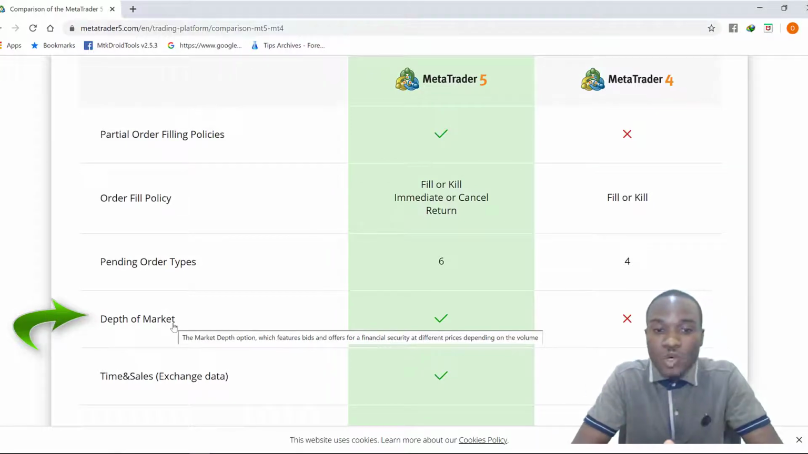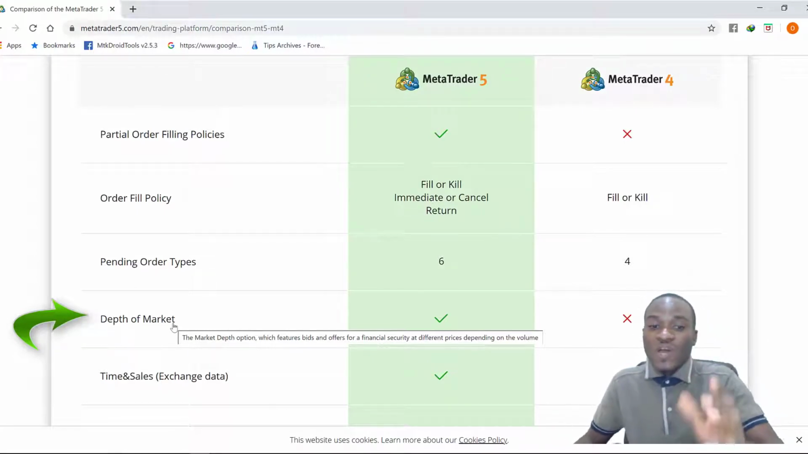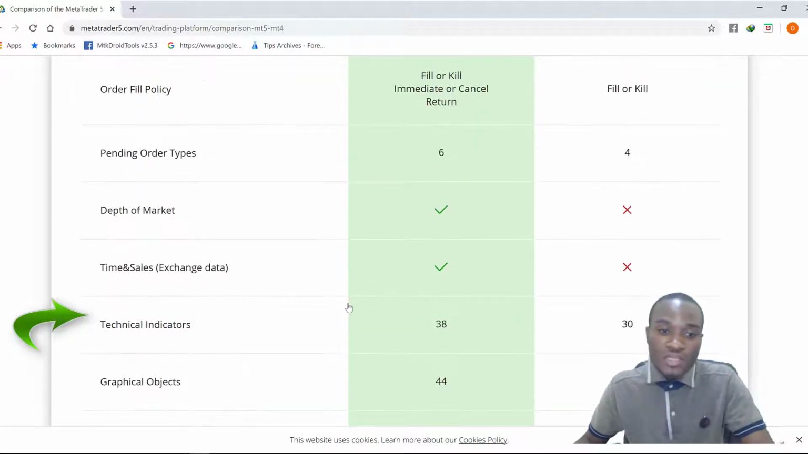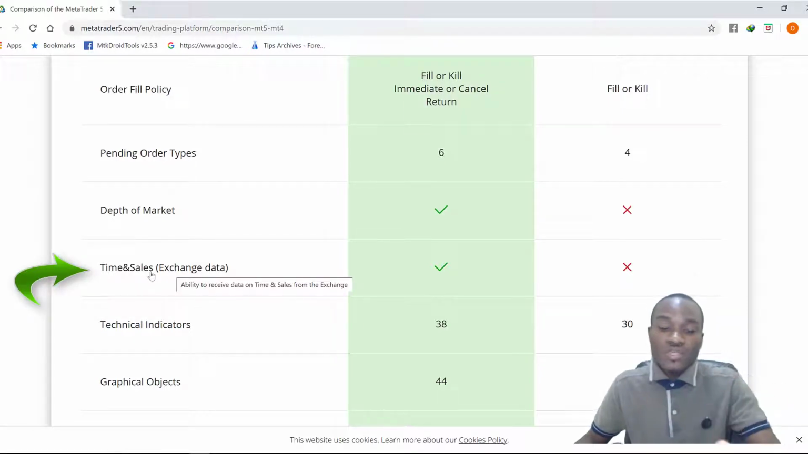And then right here we have the depth of market. The market depth option features bids and offers for a financial security at different prices depending on the volume. On Metatrader 5 you have the option for that, and on Metatrader 4 you don't have the option for that. And then we have the time and sales exchange data. There is the ability to receive data on time and sales from the exchange. This option is available on Metatrader 5, and it's not available on Metatrader 4.